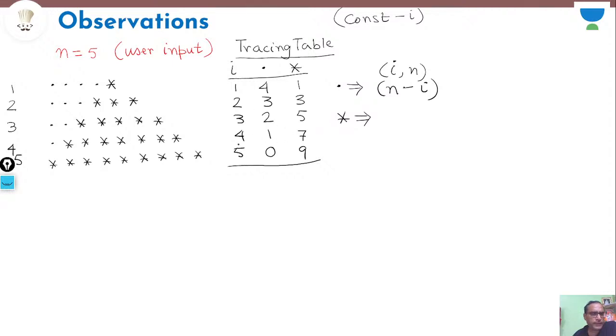So what are you finding? Just multiplying this I by 2 and subtracting 1 from it. So it is coming as 2 star I minus 1. So these two logics I have calculated for dots and for stars. That's okay for me.